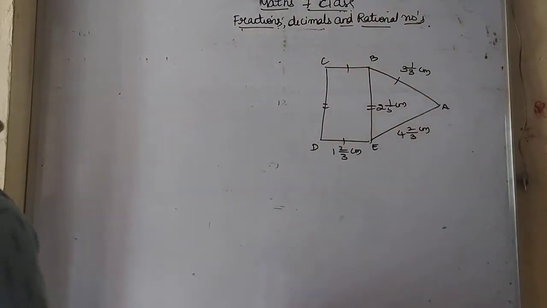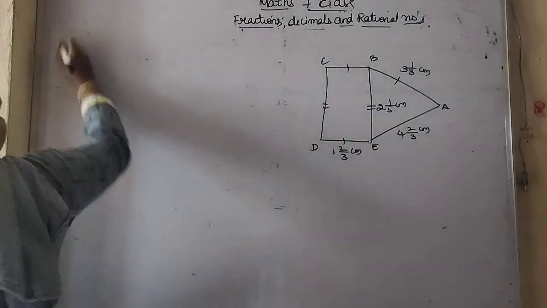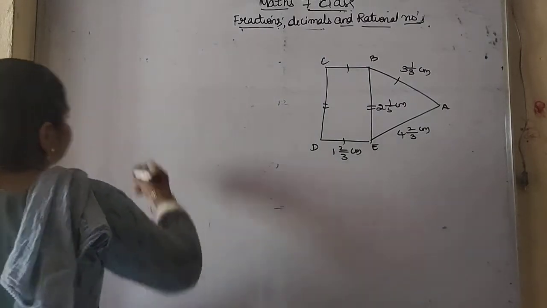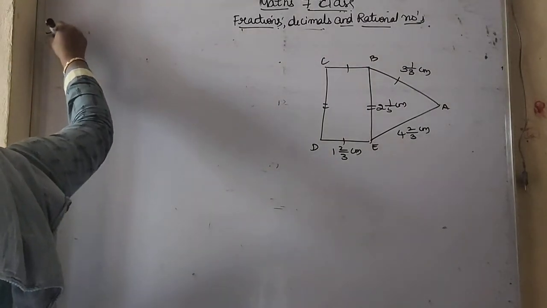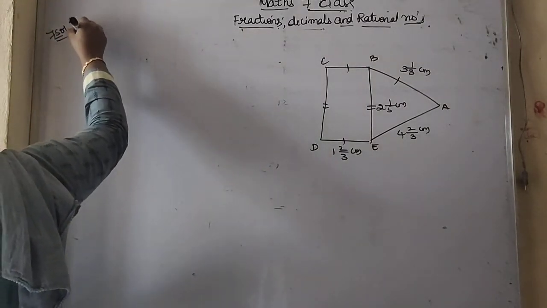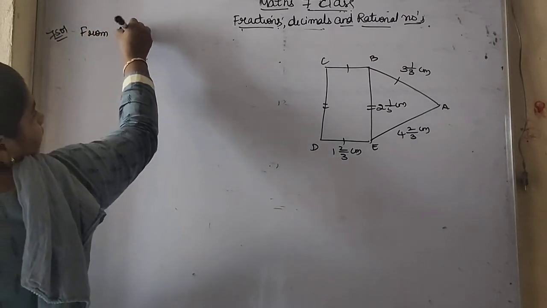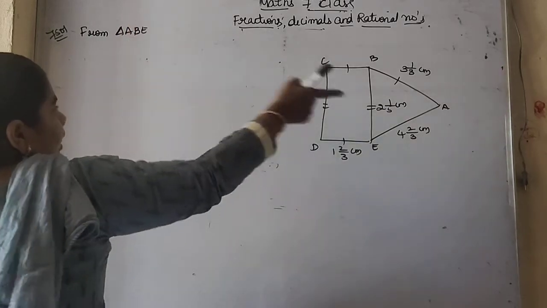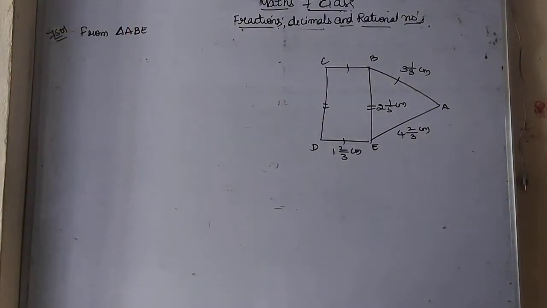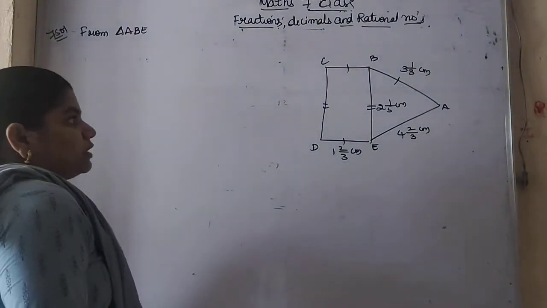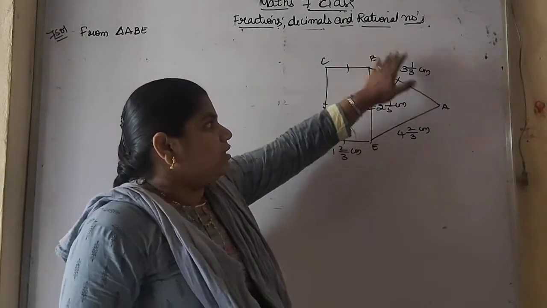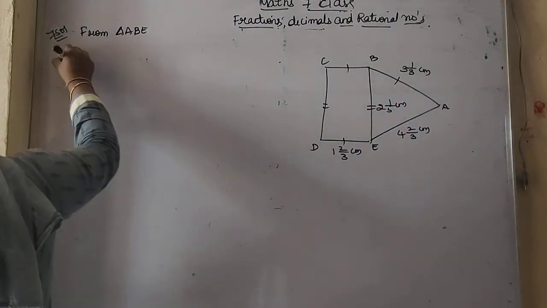So first I am finding the perimeter of a triangle. This is the last question in this exercise, 7th question. From triangle ABE, so ABE is a triangle, so I am finding the perimeter of a triangle. So what is the perimeter of a triangle? Adding all the sides.